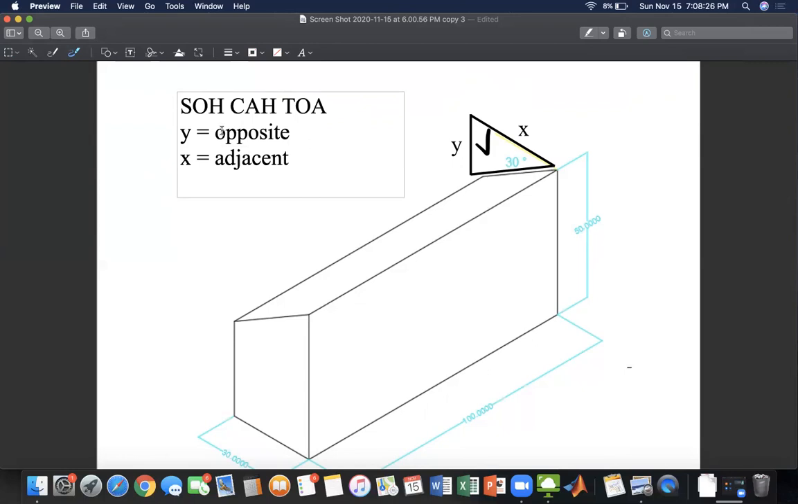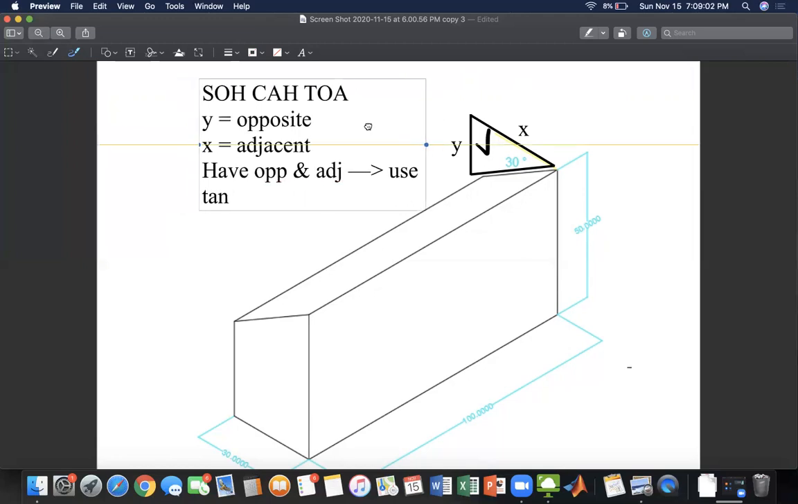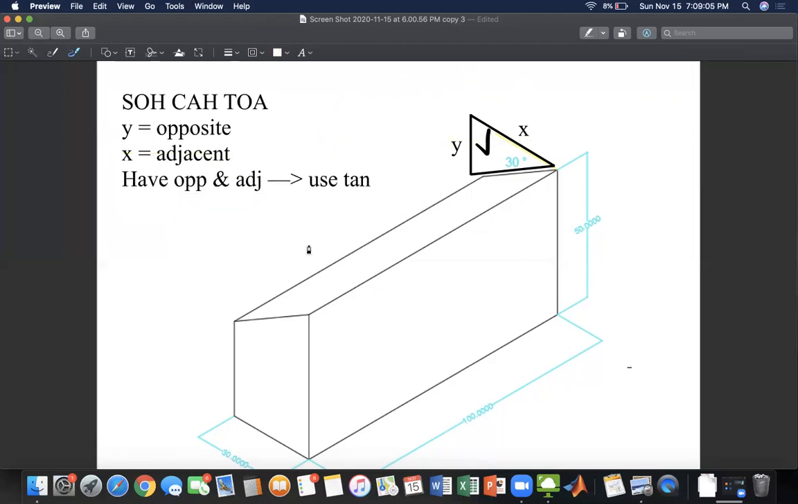So if you have opposite and adjacent, we're going to have to use tangent, right? Because that's the function that allows us to calculate the dimensions of a line using this rule. So since we have opposite and adjacent, we're going to use tan. Okay. So tangent equals opposite over adjacent.